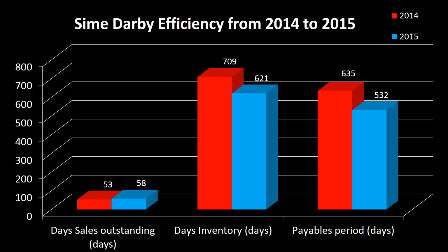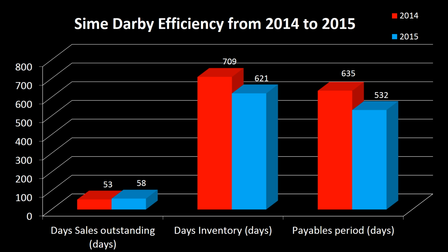Besides, the days inventory has decreased by 88 days from 2014 to 2015. It means that the business takes less time to turn its inventory into sales. This might be caused by the business having produced a new product in 2015 which is highly demanded, and so the days inventory improved. Furthermore, the payable period has improved by 103 days.